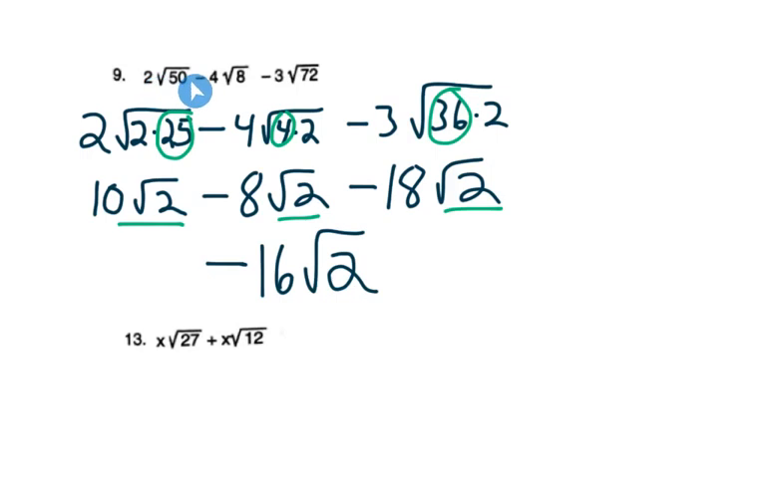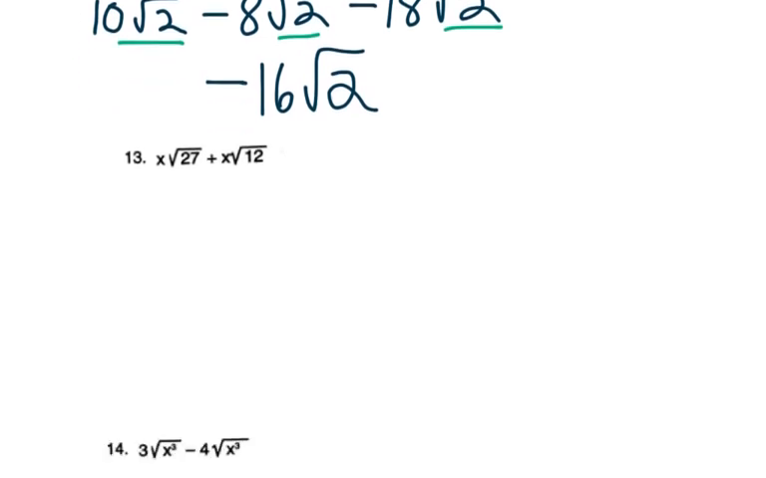So again, just to quickly review, simplify what's inside the radical symbol, see if you get any perfect squares that can escape. These guys were able to escape. That changes the coefficient out in front. And then combine the items with the like terms. Okay, take a look at 13, kind of similar here.